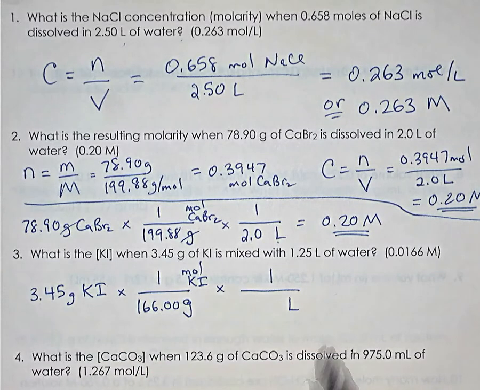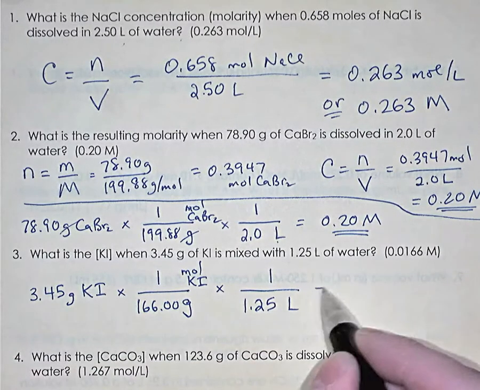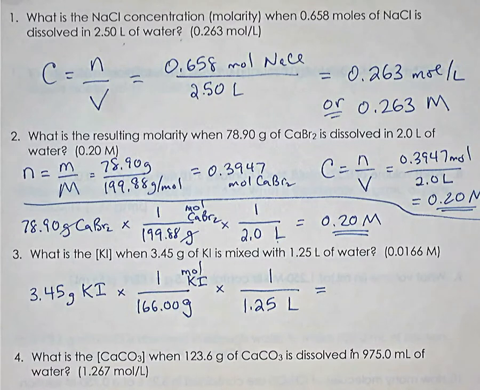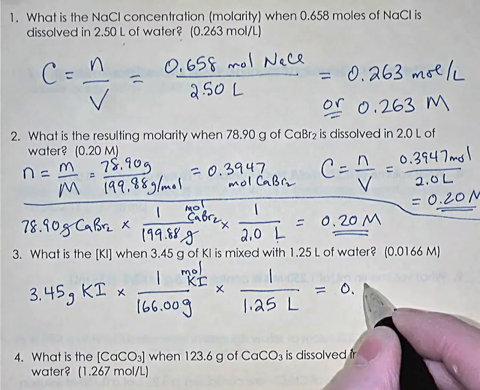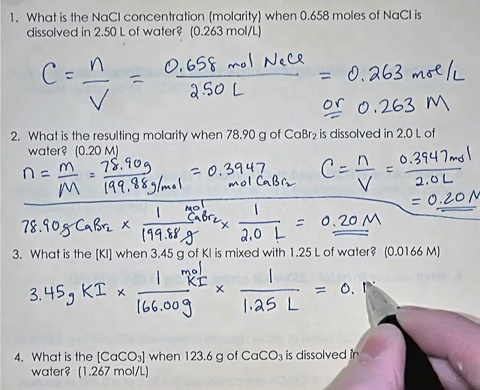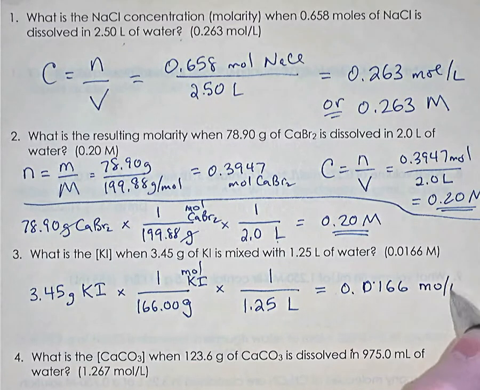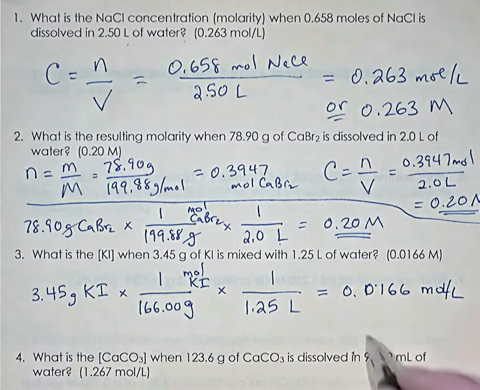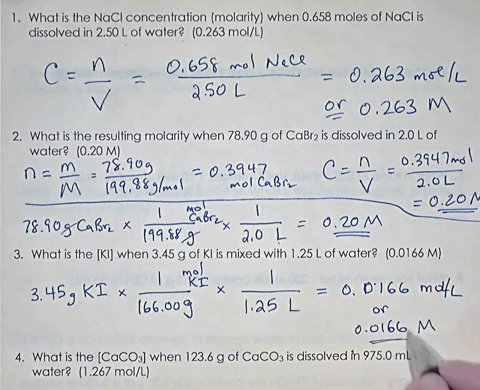So putting my numbers in, the molar mass of potassium iodide using a periodic table is 166.00 grams, and our volume of solution was 1.25 liters. So 3.45 divided by 166.00 divided by 1.25, and we'll keep 3 significant digits in the answer, 0.0166 molarity, or moles per liter. And you can write either moles per liter like that, or 0.0166 molarity.